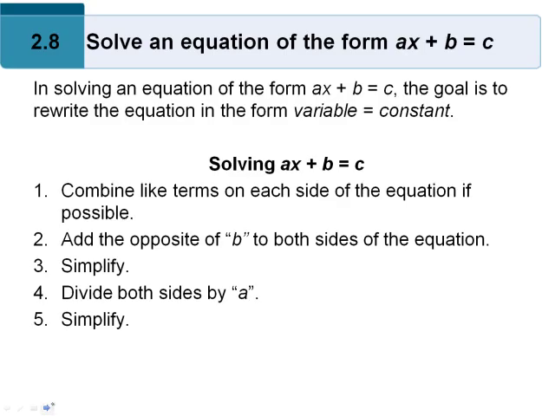So to solve this equation, the main thing you want to remember is that your goal is always the same with every equation in this chapter, and that is to get a variable equal to a constant. So when we're solving AX plus B equals C, the first thing you want to do is, if you have any like terms on each side of the equation, go ahead and combine those first if that's possible. Then the goal is to remember, get the X all by itself.